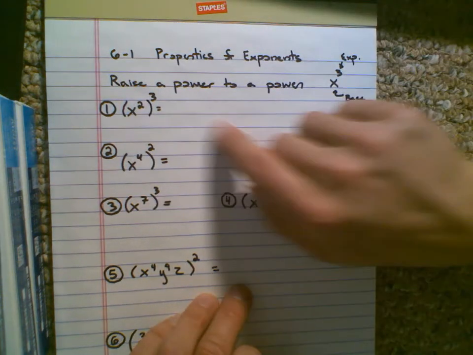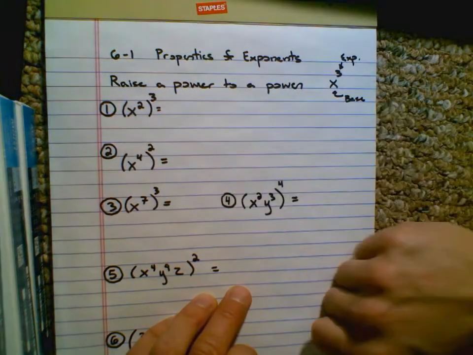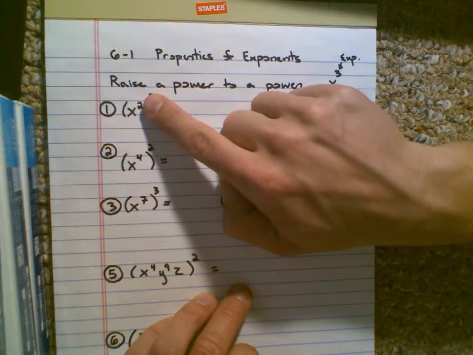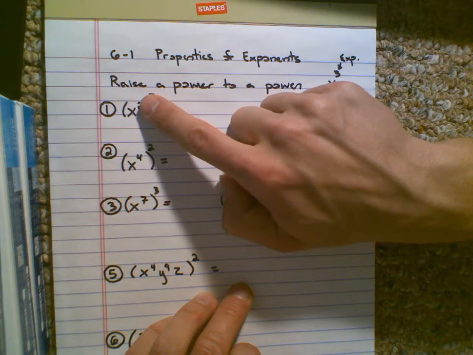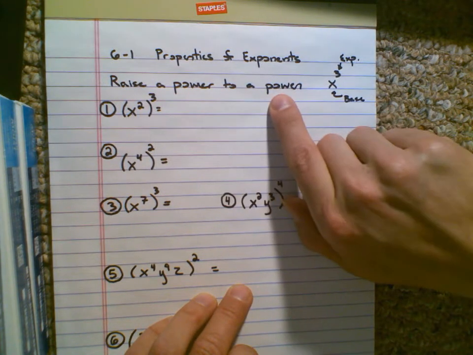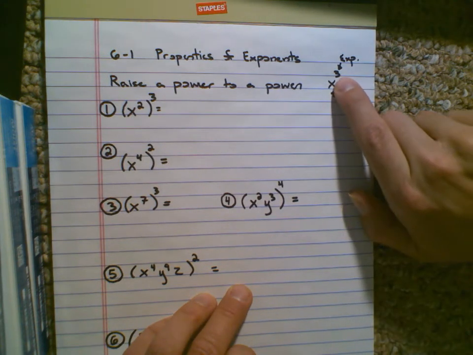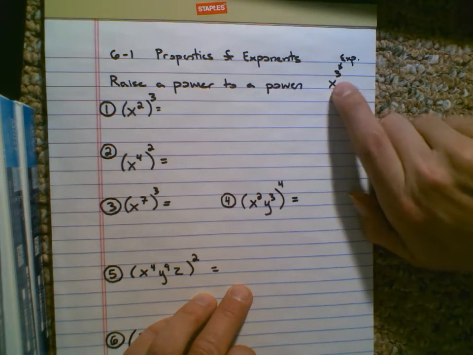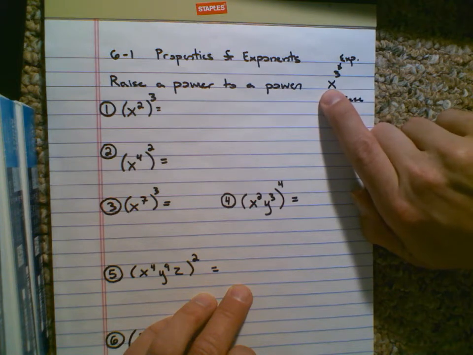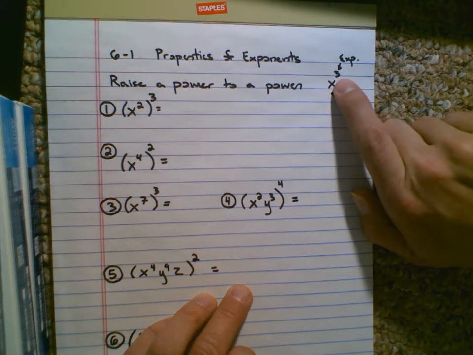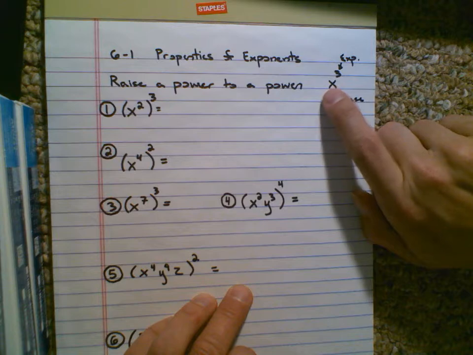In this video, we're going to be talking about properties of exponents once again, but we're specifically going to be looking at the property of what happens when we raise a power to a power. Now, recall once again that an exponent is a little number that we put in the top right-hand corner on a base, which could be a variable or a number. The exponent tells us how many times we're multiplying that base together.